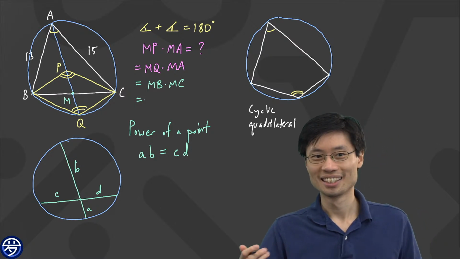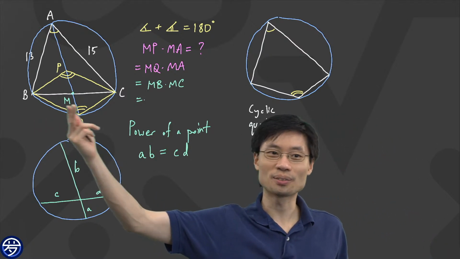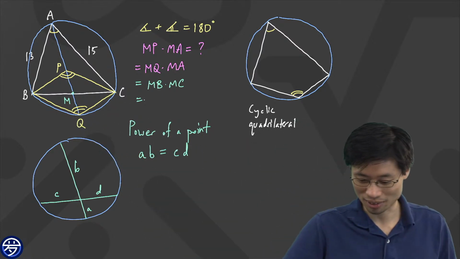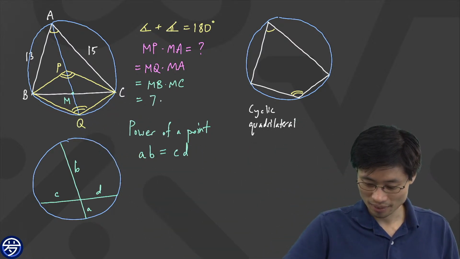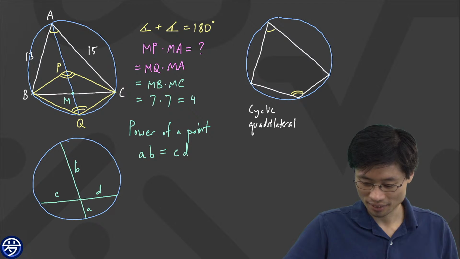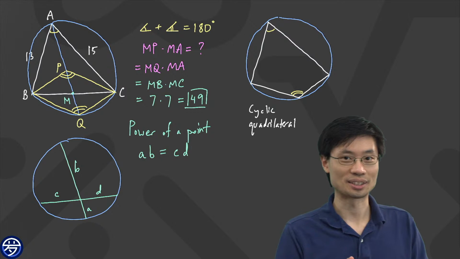That's not bad. I already erased it. But the whole thing was 14, right? So it's just 7 times 7, 49. Which is 49. And I think that's the answer to the question.